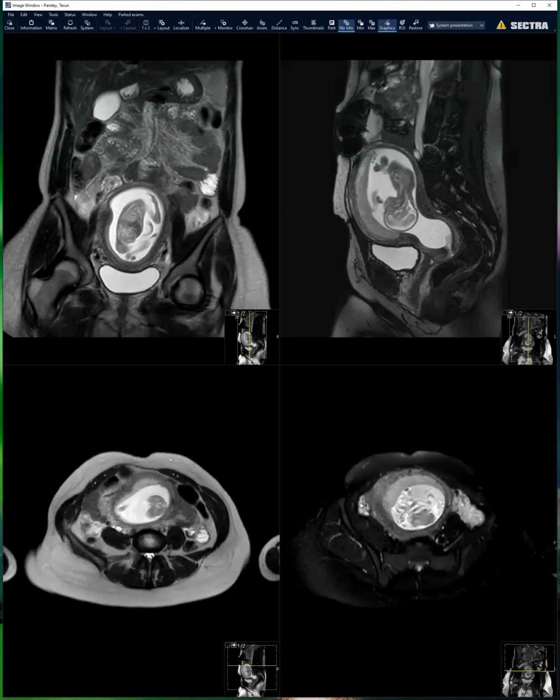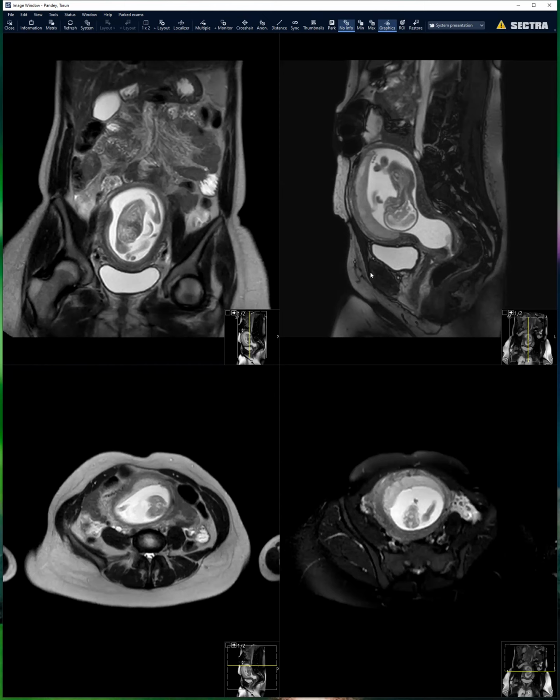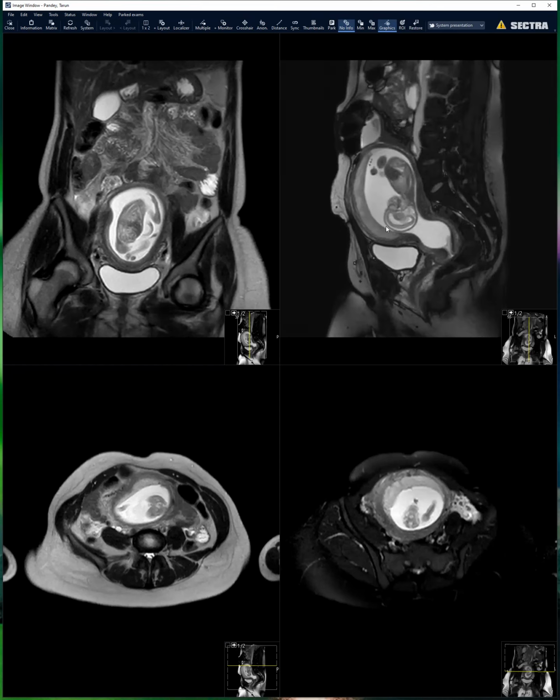Yeah, this cervix is not normal. Okay, what is not normal? It looks incompetent. It looks like the amnion is kind of protruding into it. Right. Very good. I think that's the key finding.